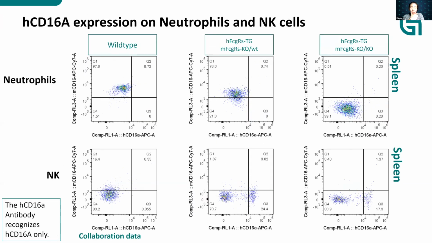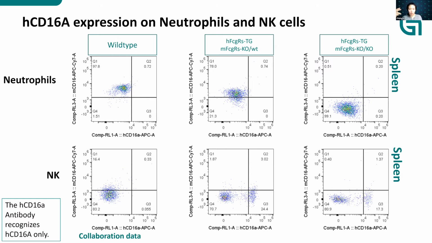Next is CD16A. This is an important molecule for activating FcγRs, leading to ADCC, tumor cell killing. So in this panel, showing you the neutrophils and the NK cells. The neutrophil and the NK in the humans, they are very specific 2 cell types expressing the CD16A. In the mouse, it is not the case. The mouse neutrophil is supposed to express CD16A, but not NK cells.